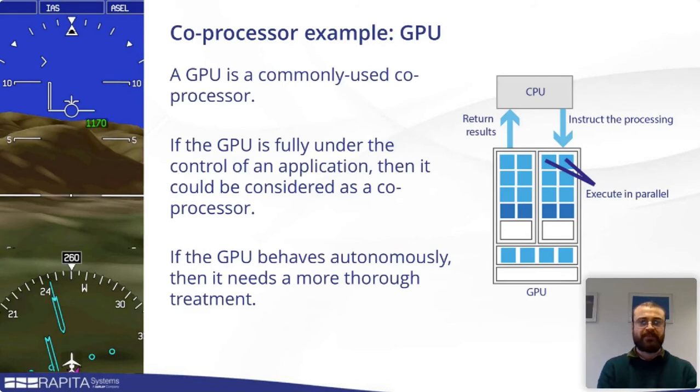If our GPU is behaving autonomously and is able to, for example, start initiating transactions or raise interrupts to cores, then it does need a more thorough treatment. And generally speaking, the less autonomous we can make our GPU, the easier it will be to either make a robust argument that it's a coprocessor, or if we can't fully make that argument, the simpler it will be to demonstrate that it cannot interfere with things that are executing on the other cores.